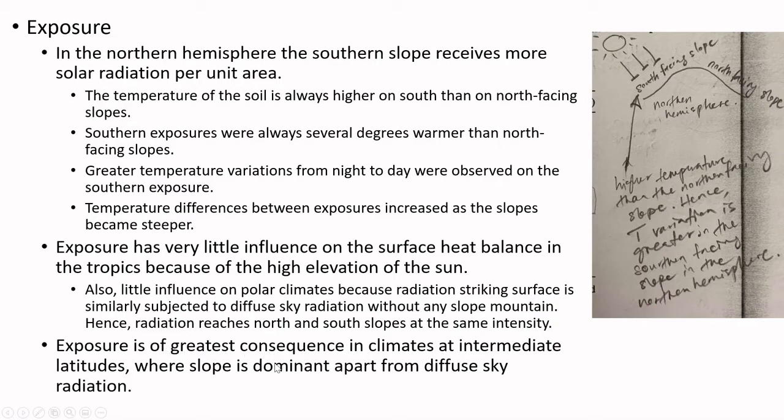Okay, so exposure is of greatest consequence in climates of intermediate latitude. It means away from the equator, where slope is dominant, apart from diffuse sky radiation.